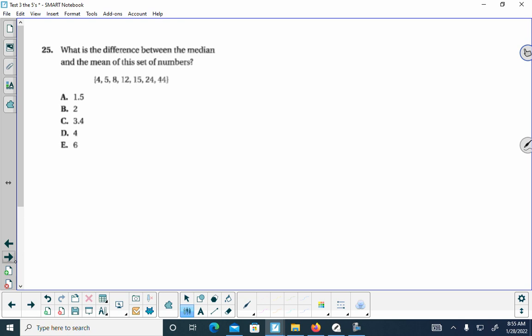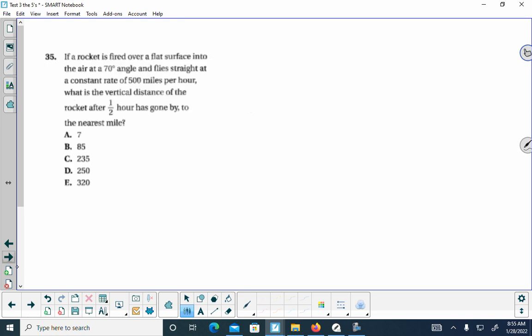What is the difference between the median and the mean of these numbers? Well, the median is the number in the middle, which is going to be 12. And that's nice that they have an odd number of numbers, because then you just pick the number in the middle. Remember, if there's an even number of numbers, you take the average of those two middle numbers. So the median is 12. The mean is another word for the average. And when I do that, I got 16. So the difference between these two numbers is going to be 4.